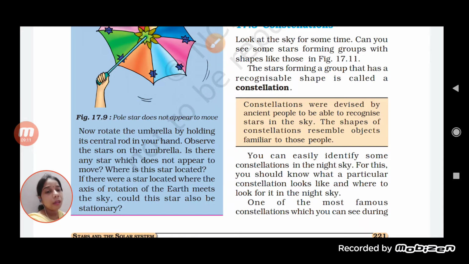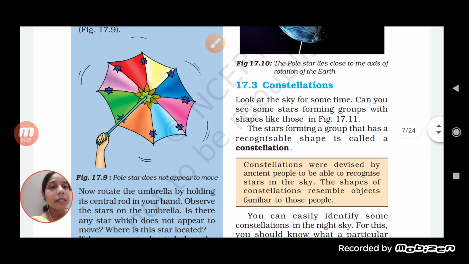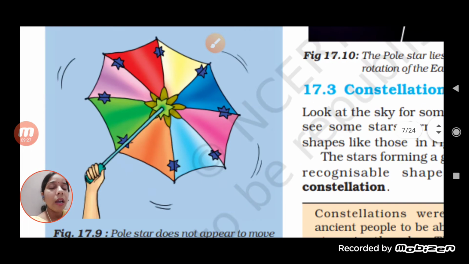If there were a star located where the axis of rotation of the earth meets the sky, could this star also be stationary? See, what does that mean? Here, suppose you have taken an umbrella, students, you can see in the picture itself, you have taken an umbrella.